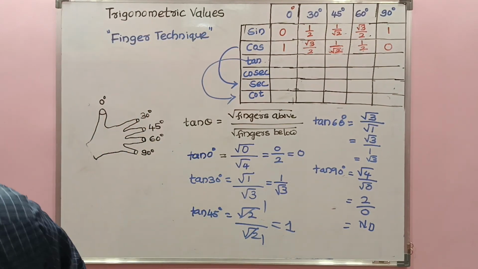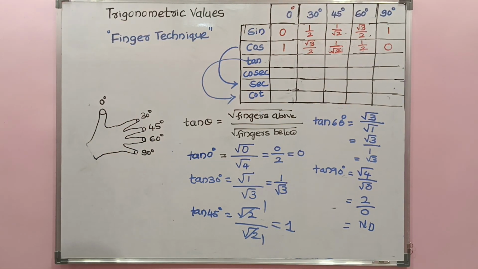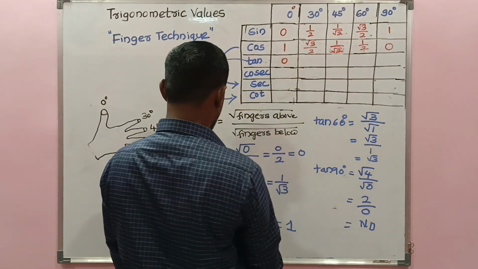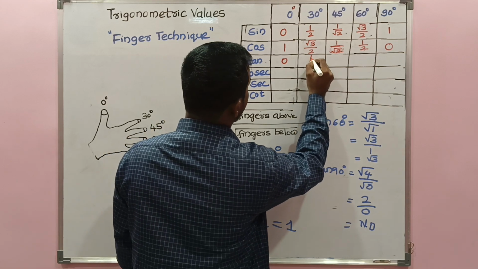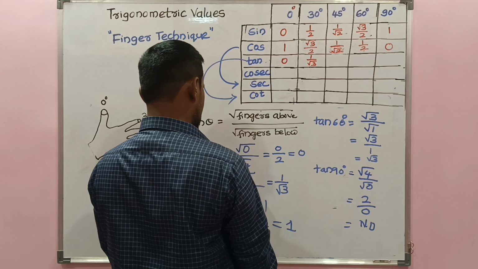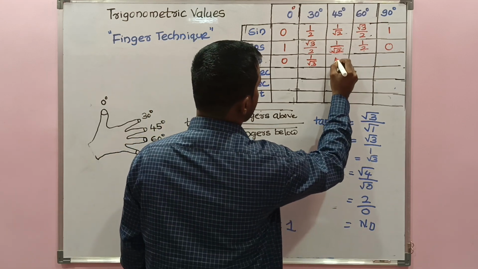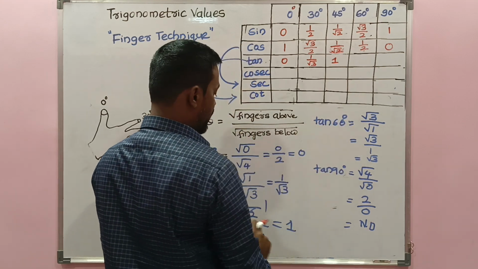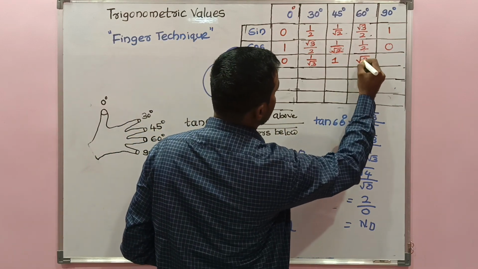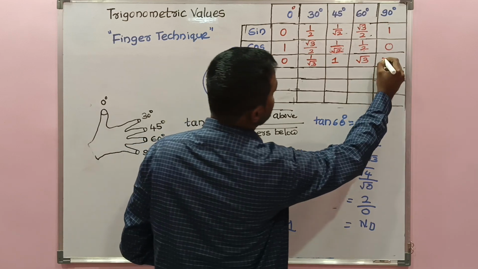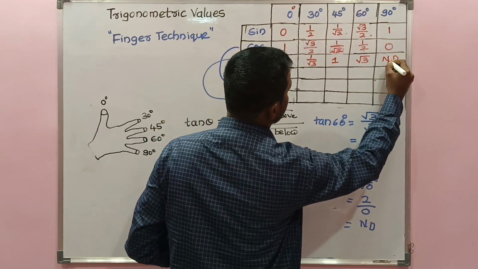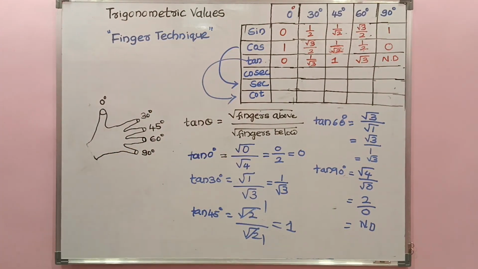Let us feed these values in the table. So tan 0 is 0. Tan 30 is 1 by root 3. Tan 45 is 1. Tan 60 is root 3. And tan 90 is not defined.